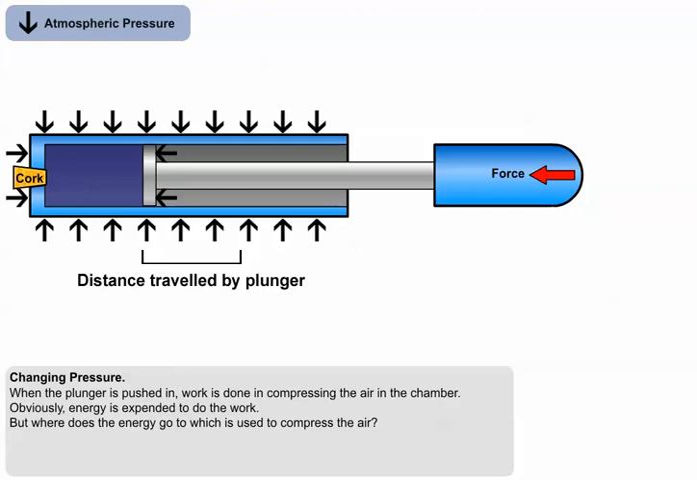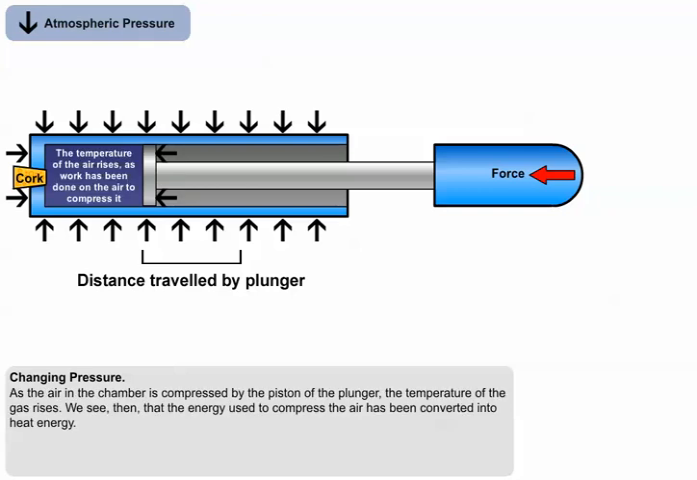We know that it cannot disappear. Well, as the air in the chamber is compressed by the piston of the plunger, the temperature of the gas rises. We see then that the energy used to compress the gas has been converted into heat energy. If you yourself have ever pumped up a bicycle tyre using this type of pump, you will have noticed that the end of the pump linked to the tyre by the adapter gets hot.